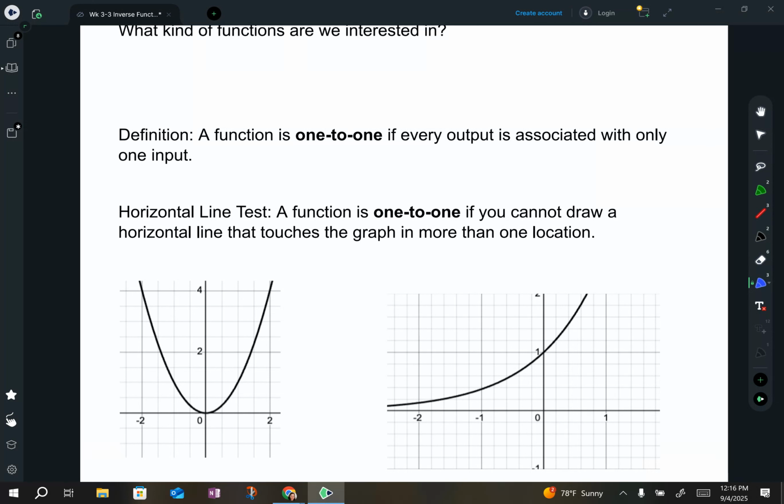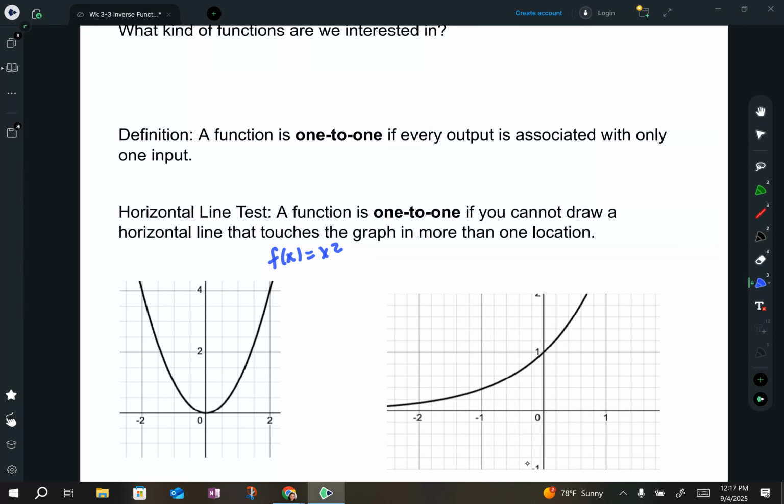There is a really great test we can use to decide if a function is one-to-one, and that's called the horizontal line test. Very similar to the vertical line test. Vertical line tests decide if something is a function. Horizontal line tests decide if a function is one-to-one. So a function is one-to-one if you cannot draw a horizontal line that touches a graph in more than one location. So for our first example, we're looking at x squared. This is just f of x equals x squared. We already know it's not one-to-one.